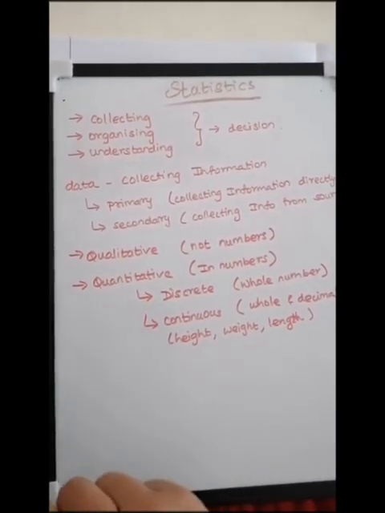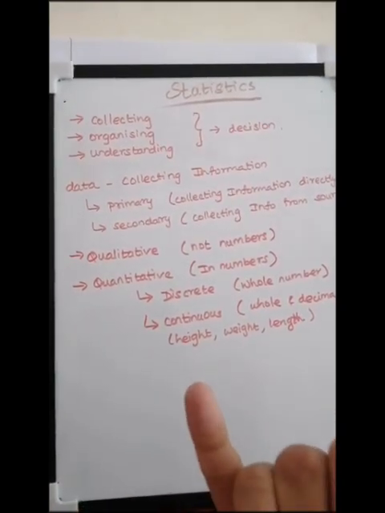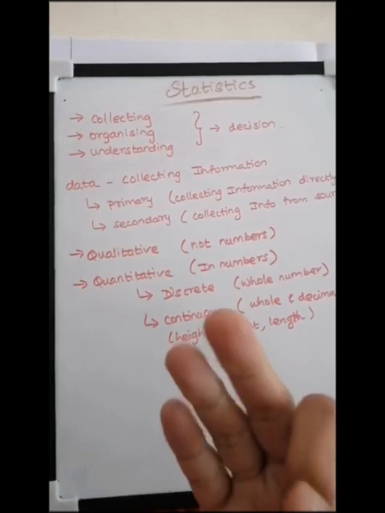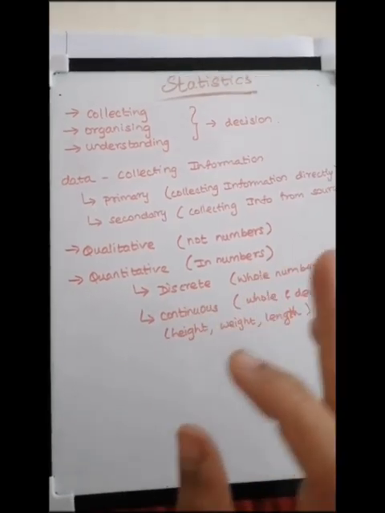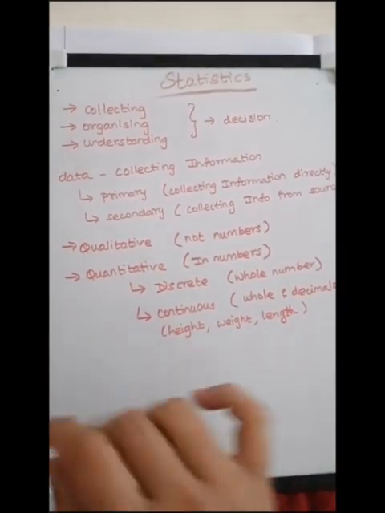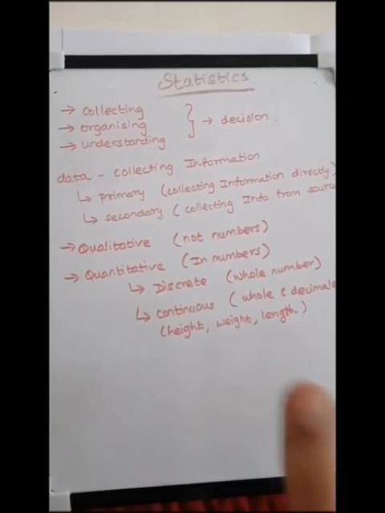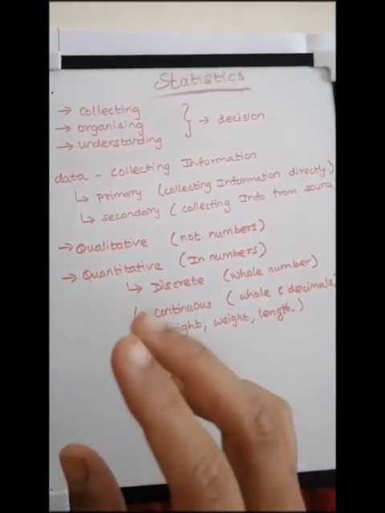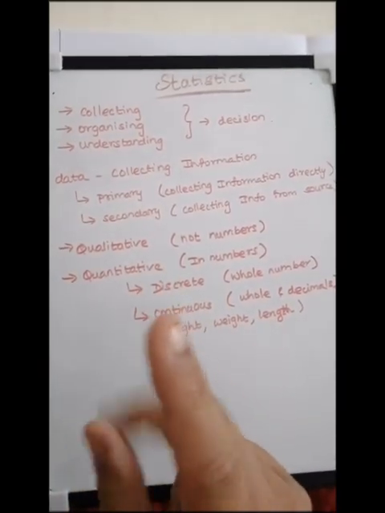Okay, statistics means collecting data, organizing and understanding. If you do these three, you can make decisions perfectly. Okay, data means collecting information. What are the types of data? Two types of data, primary and secondary.